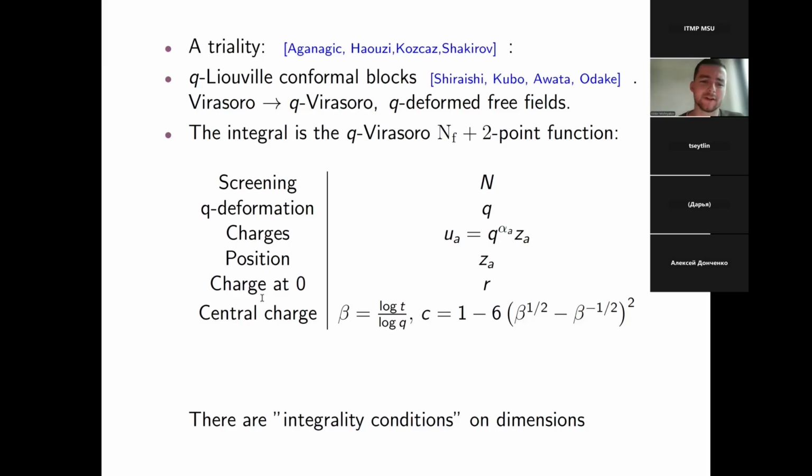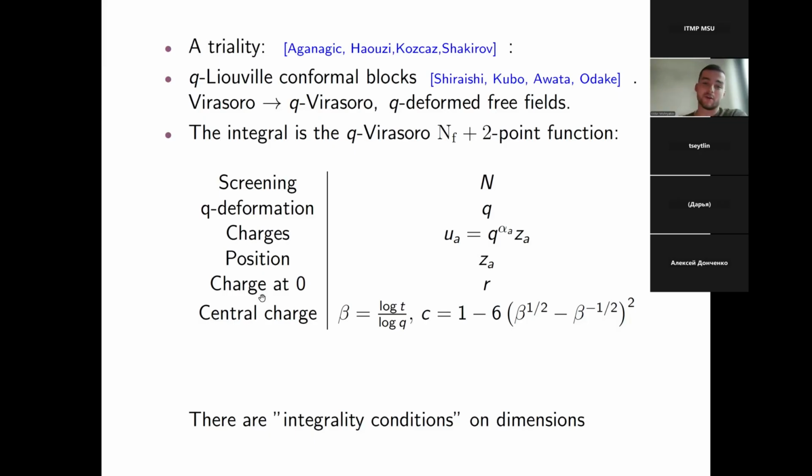In fact, since the number of screening charges in this case should be n, which is an integer, we want to think of it as an integer, especially from the matrix model point of view. There are certain integrality conditions on the charges, on the dimensions of the operators. So if you want to consider a general conformal block, it's an analytic continuation of what we're calculating here.